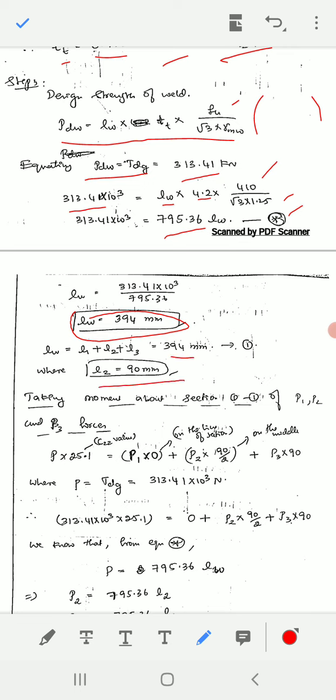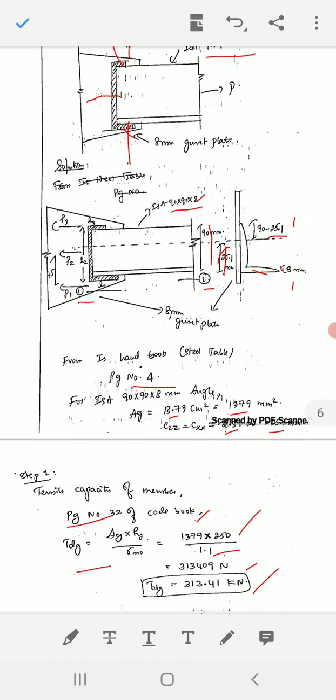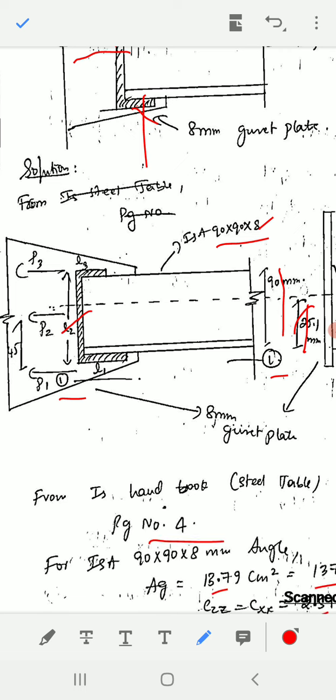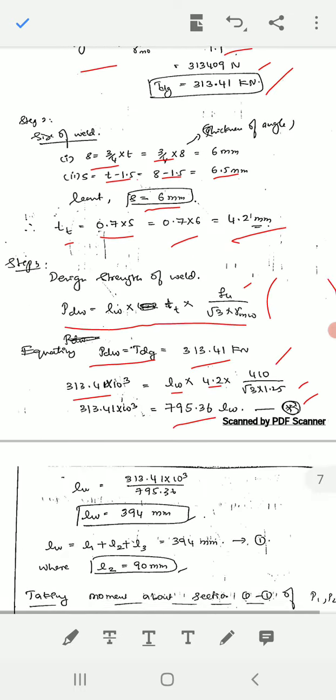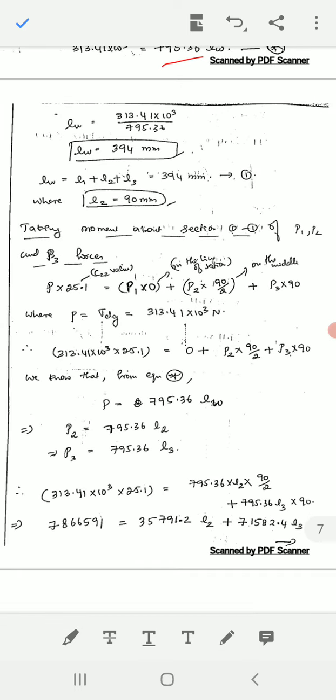And L2 is 90 mm. How did we get that 90 mm? I will show you the diagram. Here this is L2, right? The height of this angle is 90 mm and this will be 90 mm. That is why whenever 3 sides come, this will be L2 and the L2 value will be the angle dimension, that is 90 mm. Okay, here L2 is 90 mm.